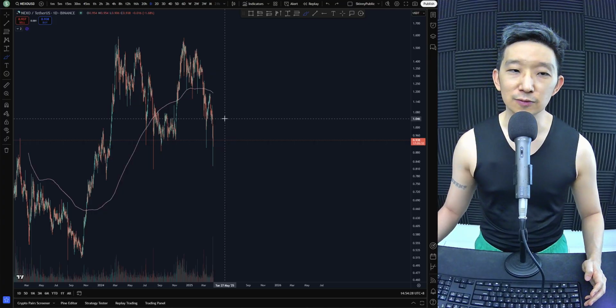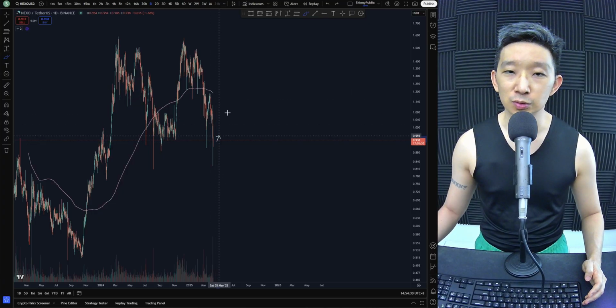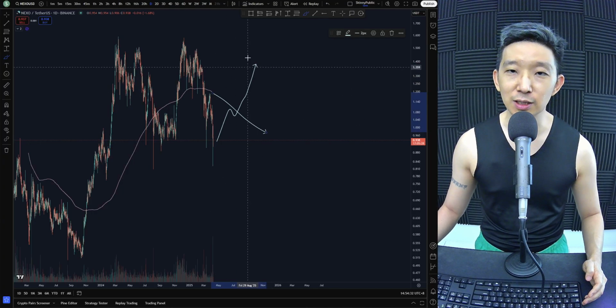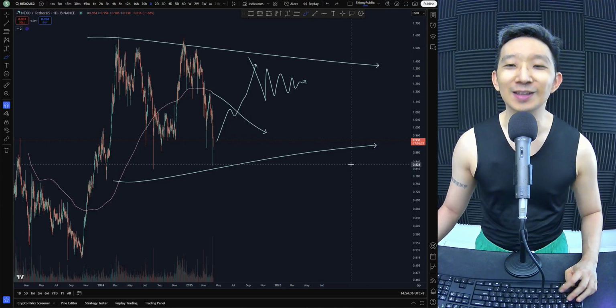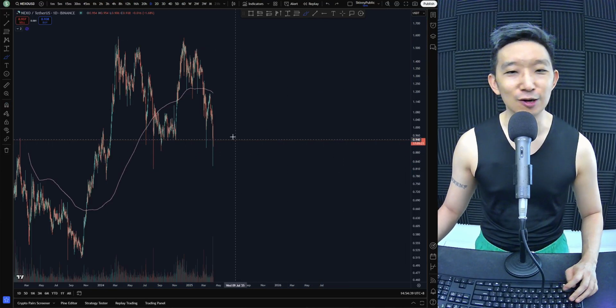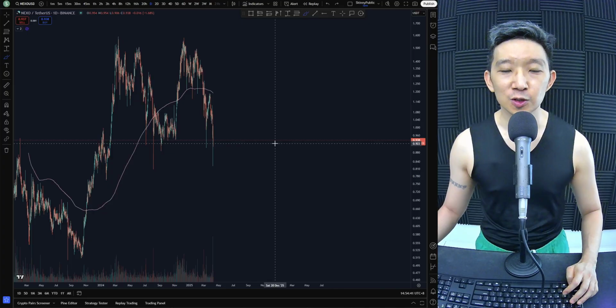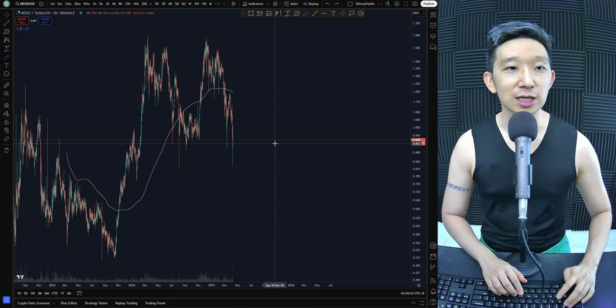So we're gonna wait for it to break back up above the skinny pink line, consolidate for a wave E, and then only we will have targets. But for now, we're under the skinny pink line, so the trend is largely bearish for NEXO.